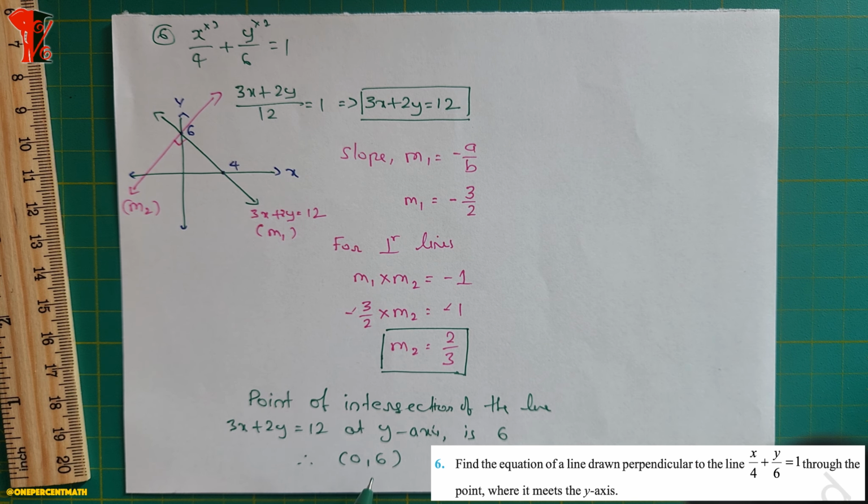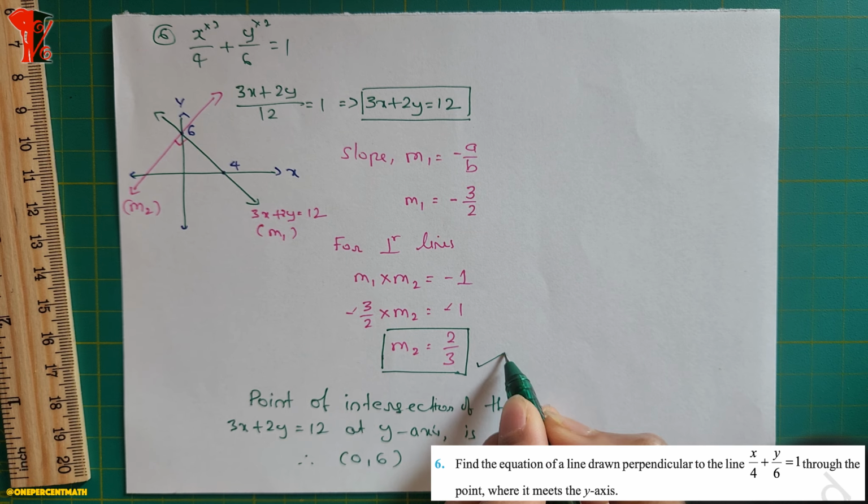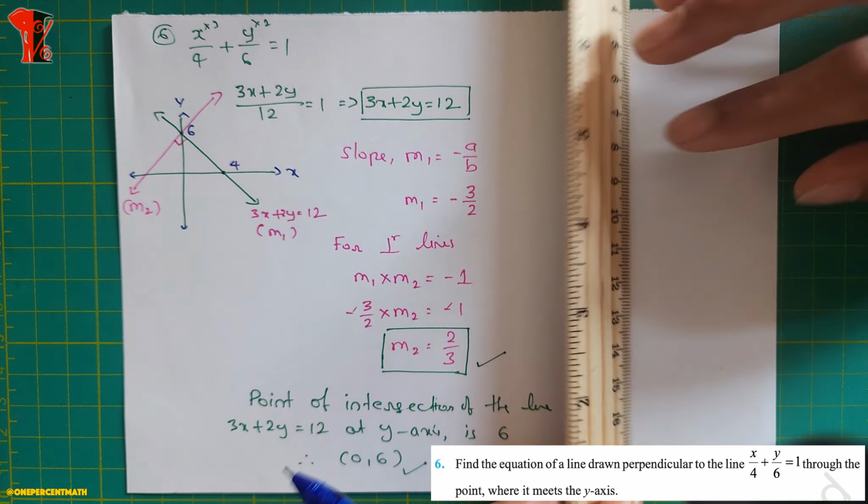Now I need to frame the equation. Now see, I know the slope. I know one of the points, correct? We can use the slope-point form, right? That you already know. What is the form?